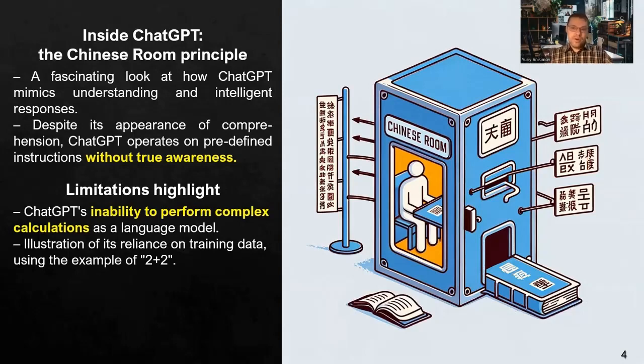So ChatGPT is not aware of what it is doing. It doesn't have any consciousness. That's important. It just has instructions.